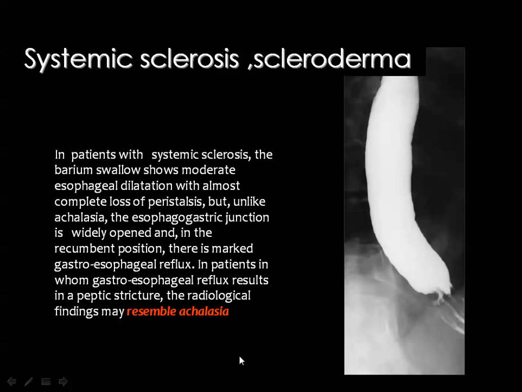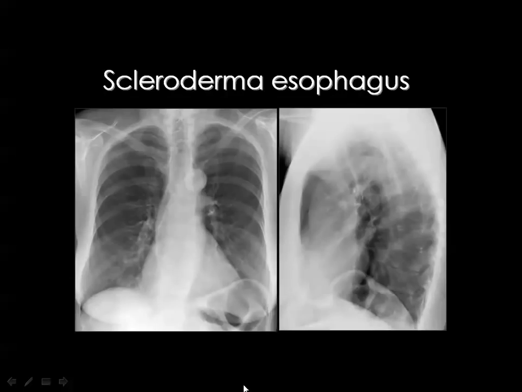Then we come to scleroderma, and you remember that scleroderma will result in atony of the esophageal muscles, and this will end by tube-like esophageal dilatation, which involves the whole esophagus, as you can see. And sometimes the gastroesophageal junction remains unaffected, and in this case you may have findings similar to those of achalasia.